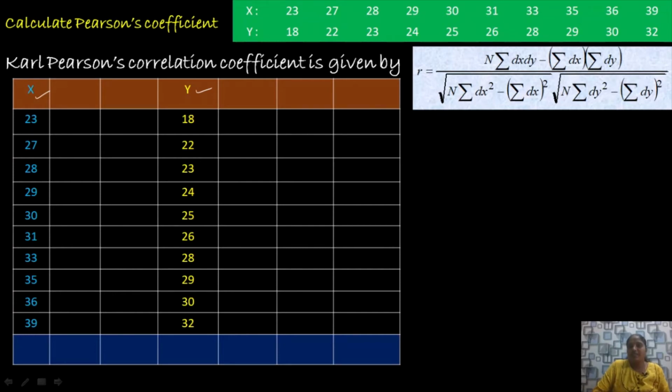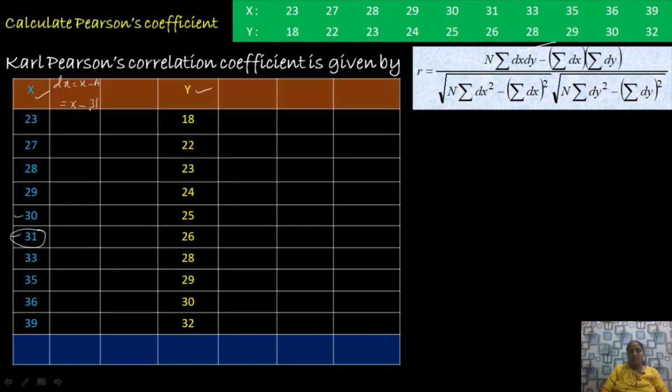Now, first let me calculate dx. dx is nothing but the deviations of x values from the assumed mean, that is, x minus a. Here you have to take any value from these x values. Let me take the center value, since we have 10 values. There is a tie between the center values, either 30 or 31, so arbitrarily I take 31 as my assumed mean value. So dx is nothing but x minus 31.